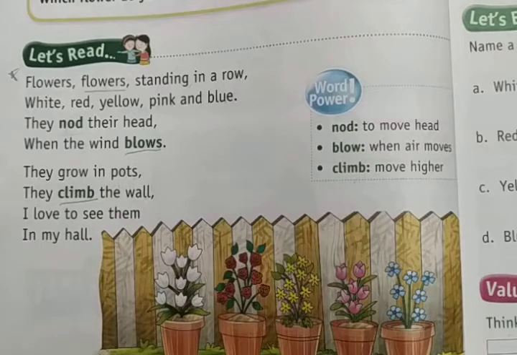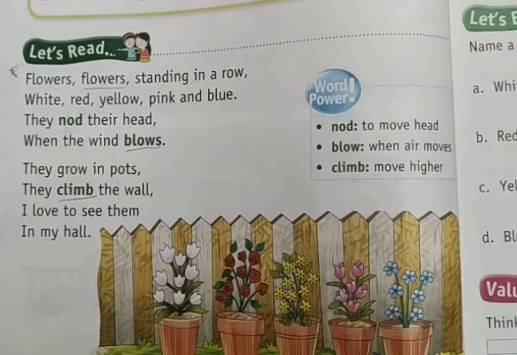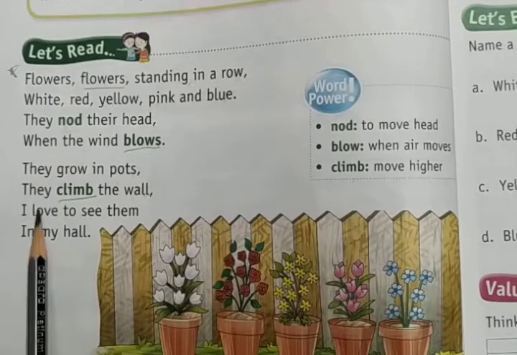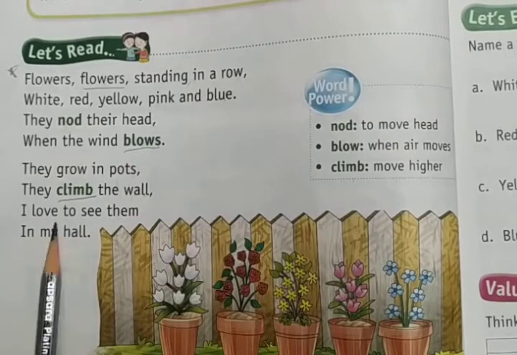They grow in pots, they grow in plants. They climb the walls. They climb the trees. They climb the pipe. They climb some sticks or something. They climb to another tree. That's called climbing, which means climber plants. So among flowers also we have climber plants. They climb the walls. I love to see them in my hall.